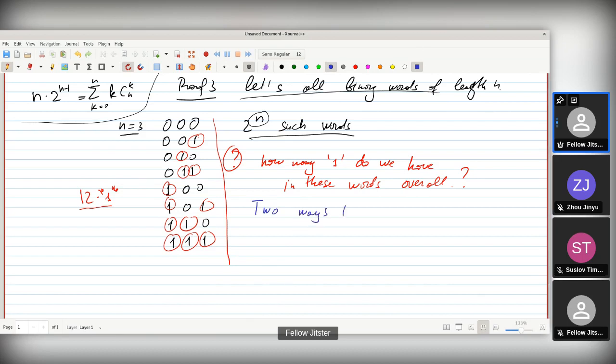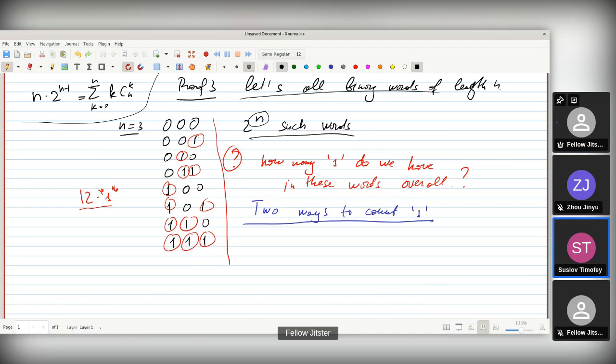We have two ways to count unities. One way is which one? Do you have any ideas after all? How can we count these unities?